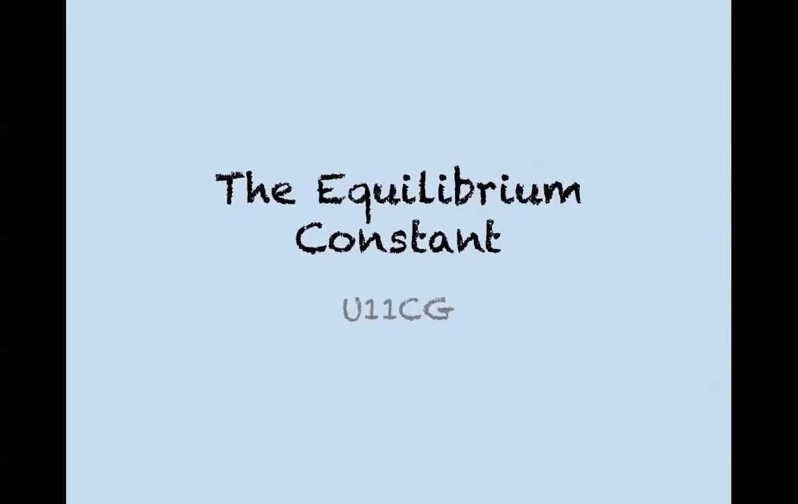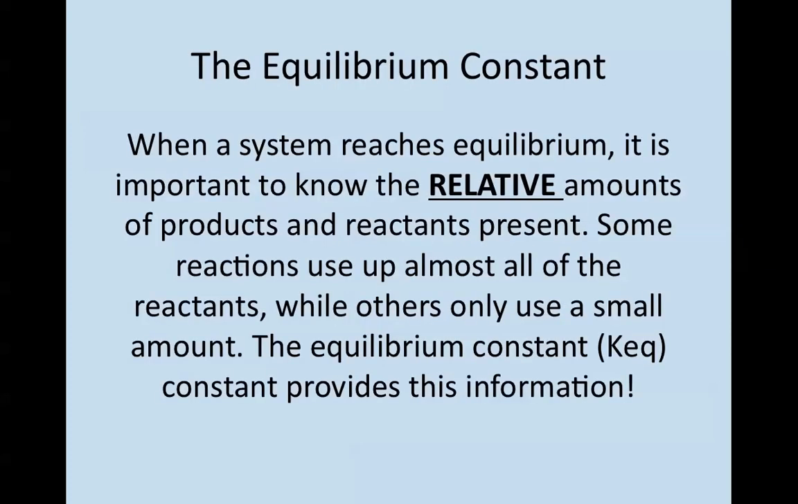All right, this is our very last concept in this unit, and we're going to be focusing on how to write an equilibrium constant and what it means. Now, when a system reaches equilibrium, it's important to know the relative amounts of the products and reactants. And the equilibrium constant, which you're going to see is KEQ, is going to give us that information about do we have more reactants than products, or more products than reactants, or are they equal?